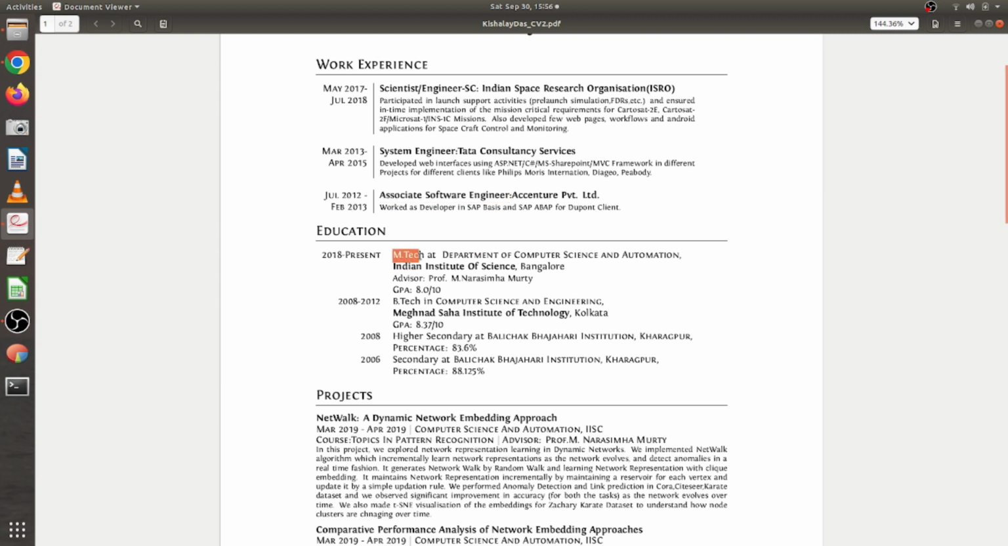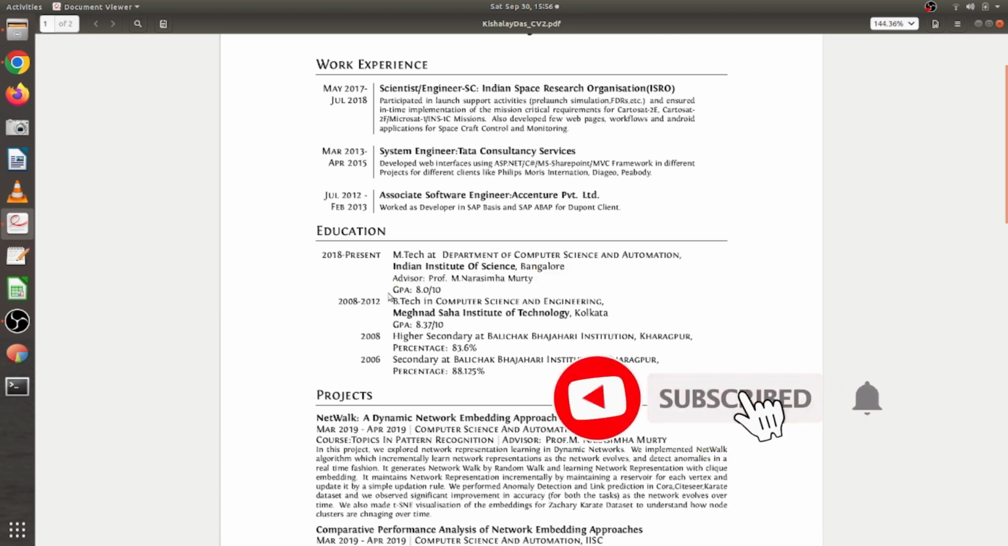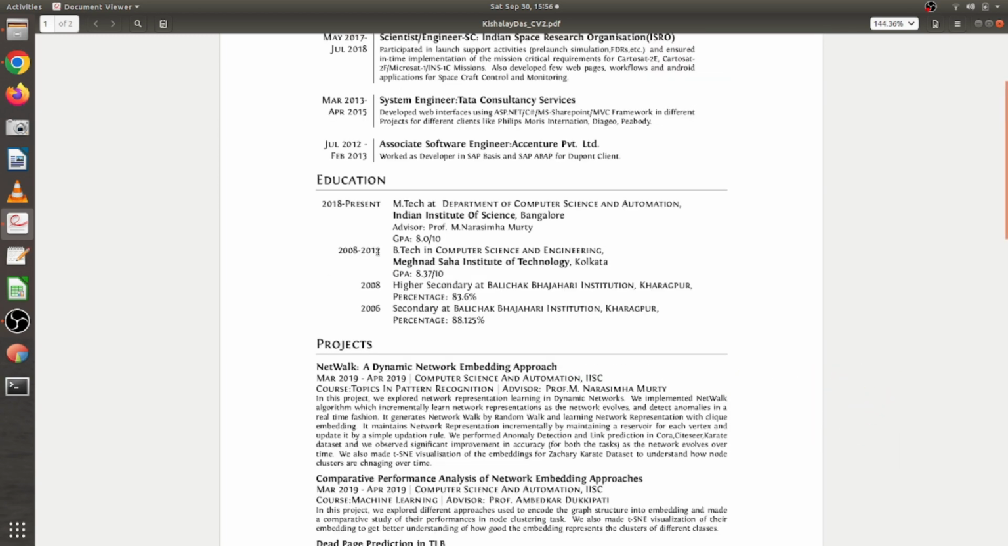about your MTech. That's why I mentioned that I'm doing my MTech from the CSE department at IISc Bangalore. My advisor was Professor M. Narasimhamurthy, and when I was appearing for my placement, my CGPA was 8 out of 10. So that's why I mentioned here 8 out of 10. And after that, you have to mention your BTech. I've done my BTech from Ignas Science of Technology, Kolkata, and my CGPA was 8.37 out of 10.